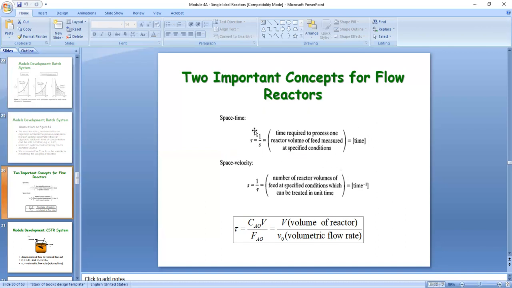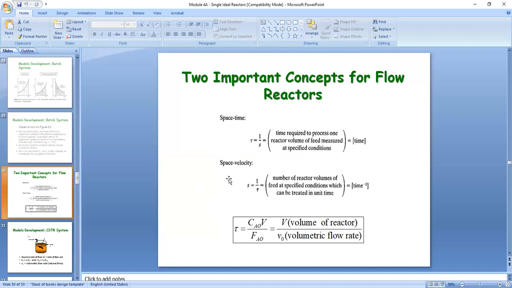The reciprocal of the space-time is the space velocity s. Now, the space velocity accounts for the number of reactor volumes that can be processed per unit time. So how many reactor volumes can be processed in an hour? That measure is the space velocity. Whereas the space-time is how long it takes for one reactor volume to be processed.